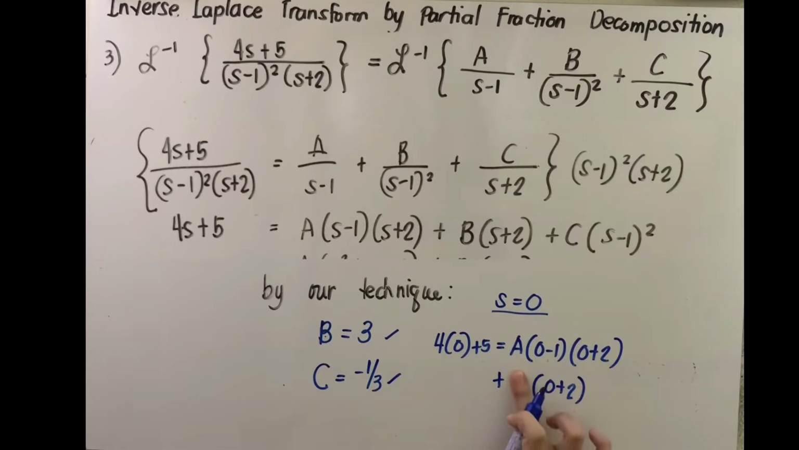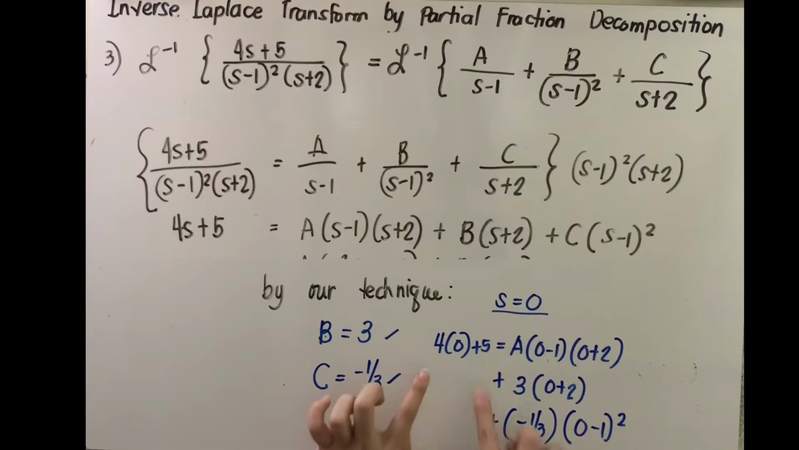Okay, but in place of b, may sagot tayo dun. So that's 3. And then plus c, may sagot na rin tayo. That's negative 1/3. So c times s minus 1 squared, di ba? So you have s 0 minus 1 squared. Okay, you will have this equation wherein we can solve for a.